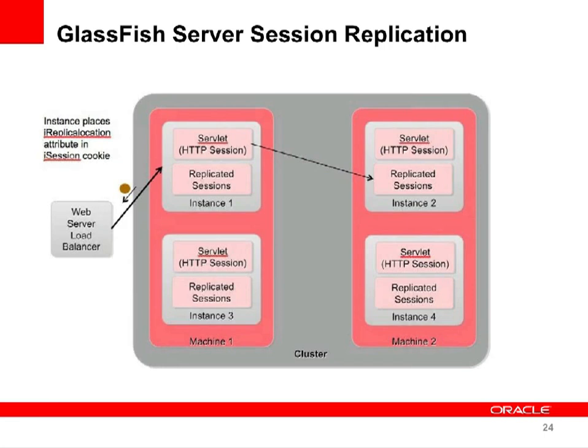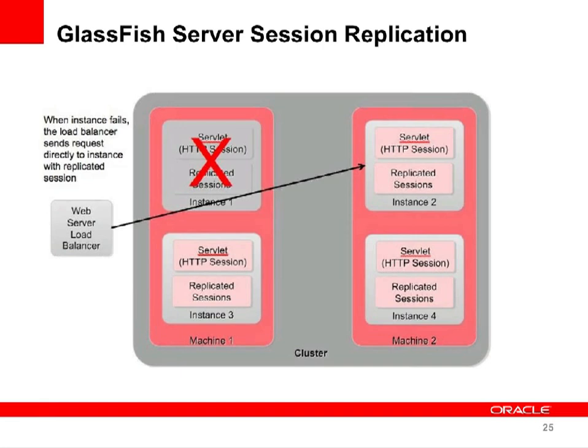Now, what's nice about our architecture is we actually store that information about where the replica is in the session cookie. So the web server now knows exactly, by introspecting that cookie, where the replicated session is. For instance, if that instance dies, the web server can automatically, again by introspecting one of the attributes of the cookie, redirect the request directly to where that replicated session is. So in this case, instance 2 can immediately handle the session because the data is local.